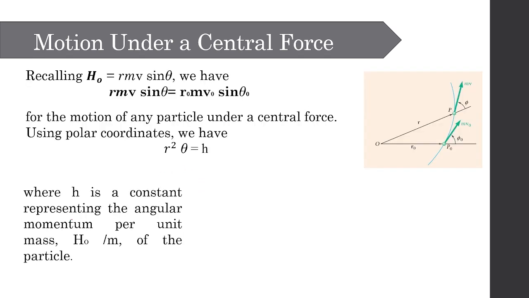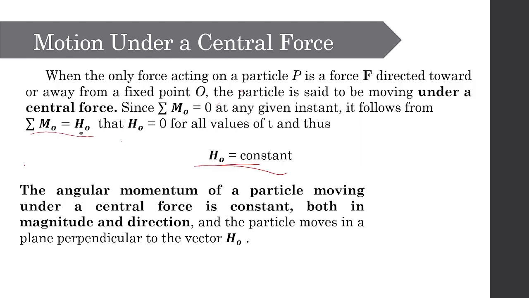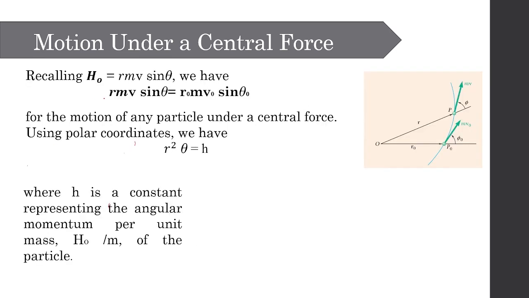So, recalling, the angular momentum H_O is equal to r m v sine theta, and r squared theta dot is equal to h, where h is the constant representing the angular momentum per unit mass, H_O over m, of the particle.